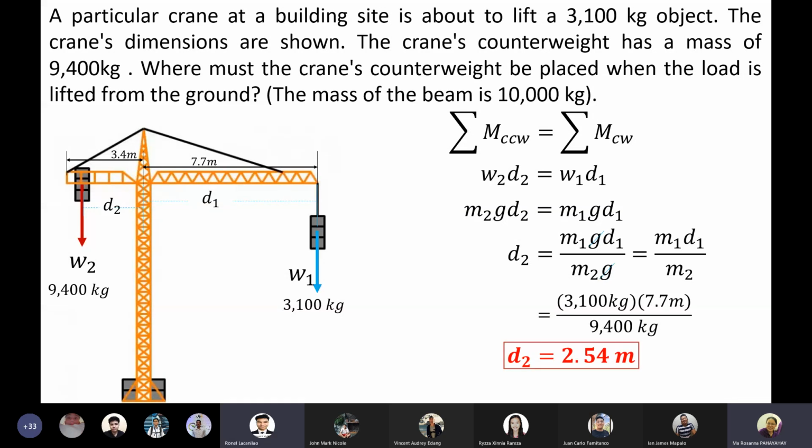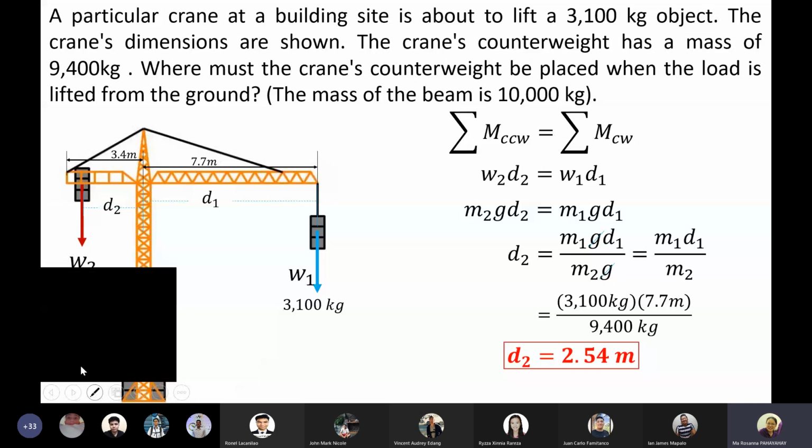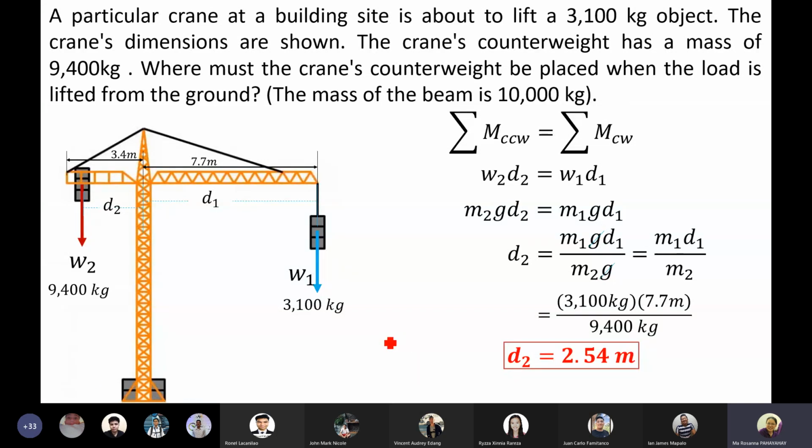4,150.65 po ba, ma'am? Again, teka lang, sulat natin. So, paano mo sinolve yun? How did you solve it? Minultiply ko po yung 9,400 sa 3.4, tapos dinivide ko po sa 7.7. Okay, so you will just use the same formula of this. Ang hinahanap nyo naman dito is yung weight 1 or yung mass 1. So through that, malalaman nyo kung ano yung maximum weight na kaya ng inyong crane.